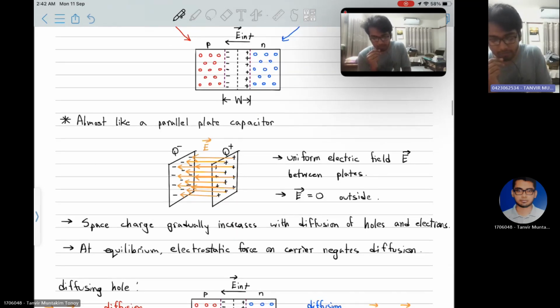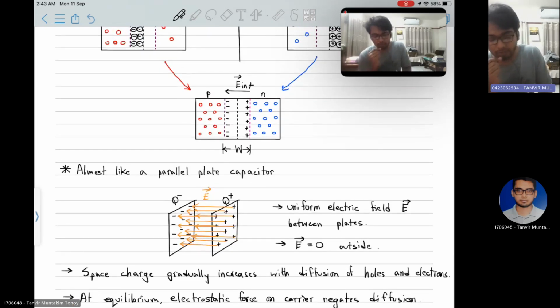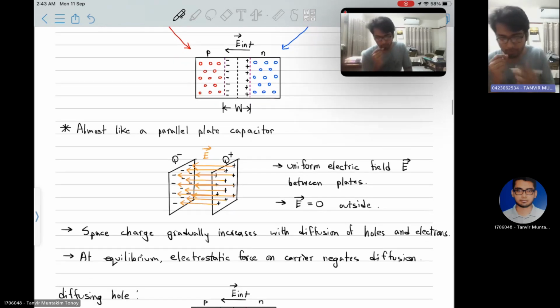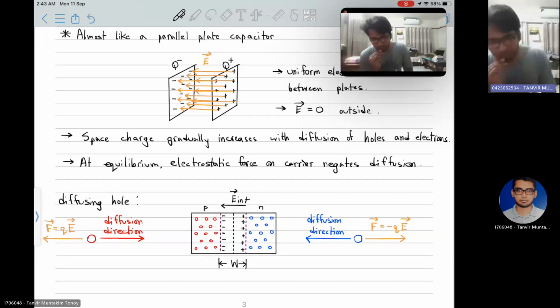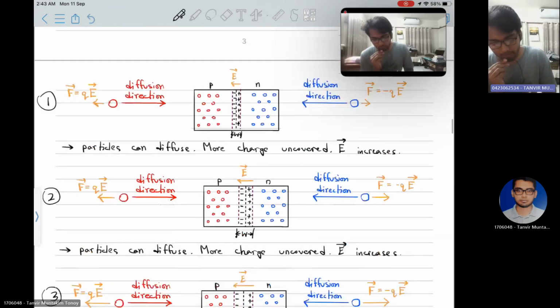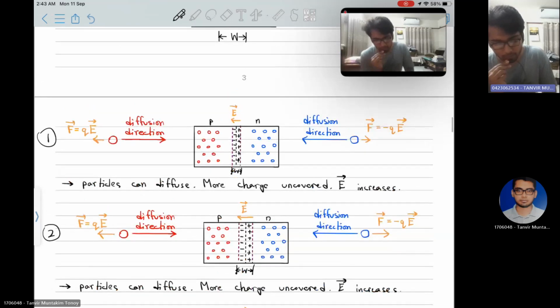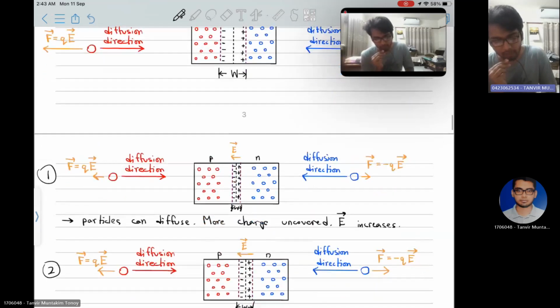So essentially, this region is what we call the space charge region, and it is created due to the diffusion of carriers and uncovering of space charges between them. Space charge gradually increases with the diffusion of holes and electrons. So let's take a look at what that means. Notice that when the space charge is first created, the electric field is quite small, so the force on these carriers is quite small. The force due to the diffusion, on the other hand, is probably much larger than the electrostatic force due to the space charge. As we can see, I've written it over here for the holes and the electrons.